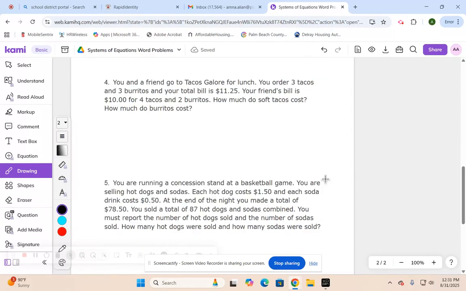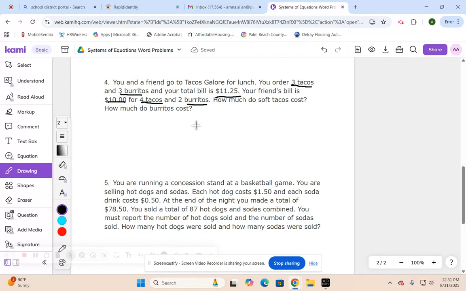You and your friend go to Tacos Galore for lunch. You order 3 tacos and 3 burritos, and your total bill is $11.25. Your friend's bill is $10 for 4 tacos and 2 burritos. How much do the tacos cost? How much do the burritos cost? Okay. Let's underline everything we have. So you went and bought 3 tacos and 3 burritos, and you paid $11.25. Your friend bought 4 tacos and 2 burritos for $10.